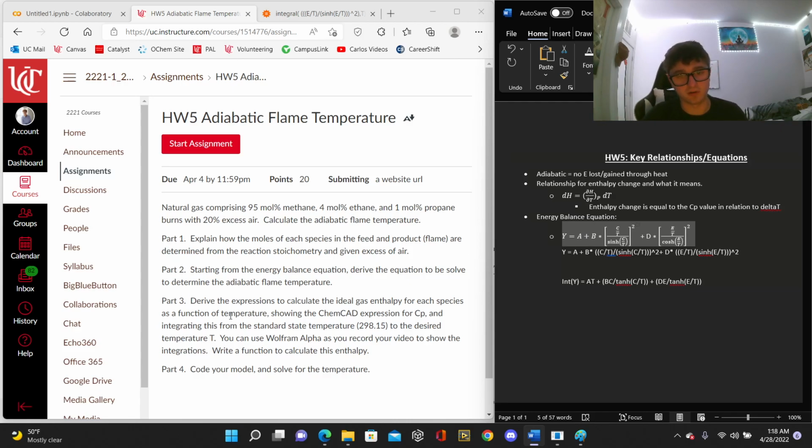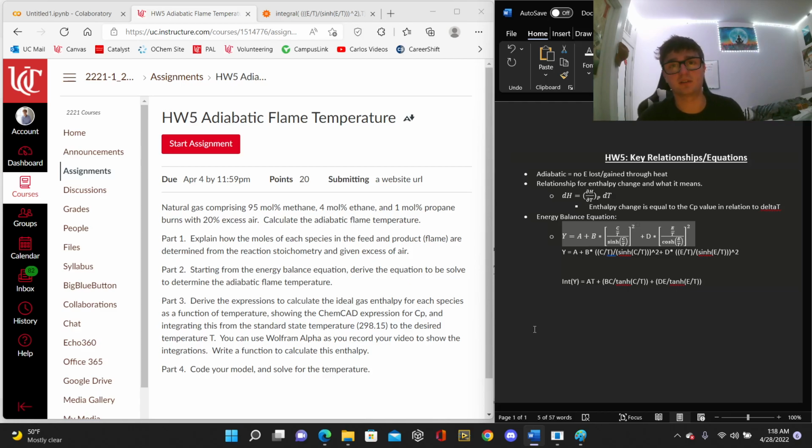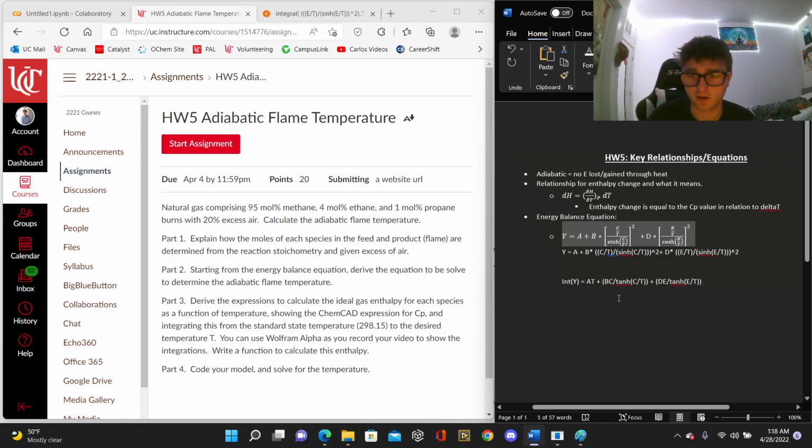So now we are actually going to derive the expression in the ChemCAD expression for CP, integrating this from the standard state temperature to the desired temperature T. You can use Wolfram Alpha as you record to show your integrations. Write a function to calculate this enthalpy. Now, I'm going to include that in the next video as I have a different arrangement for when I do the actual coding.